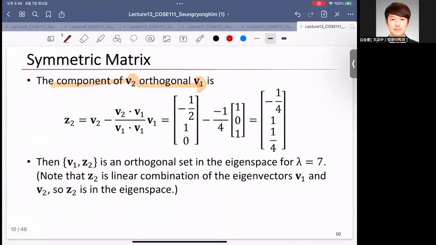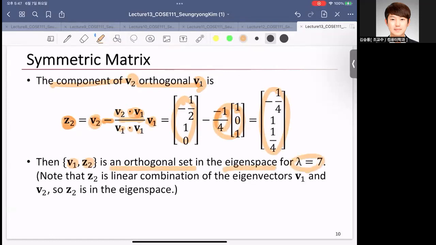Then Z2 is going to be V2 minus V2 inner product V1 over V1 inner product V1 times V1. We already know what V2 and V1 are, and V1 was 1, 0, 1. Then you can easily find this, and our new Z2 is going to be negative 1 over 4, 1 over 4. Then V1 and Z2 form an orthogonal set in the eigenspace for lambda equal to 7.